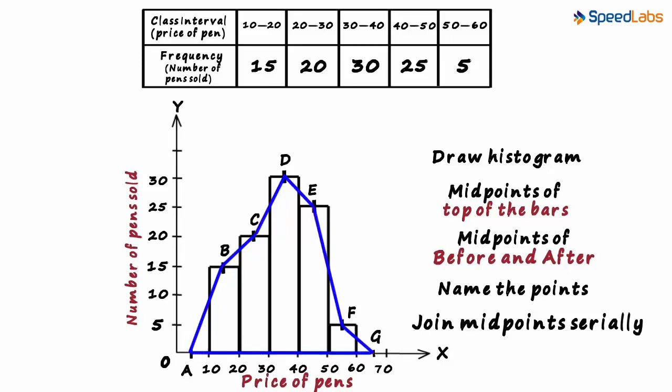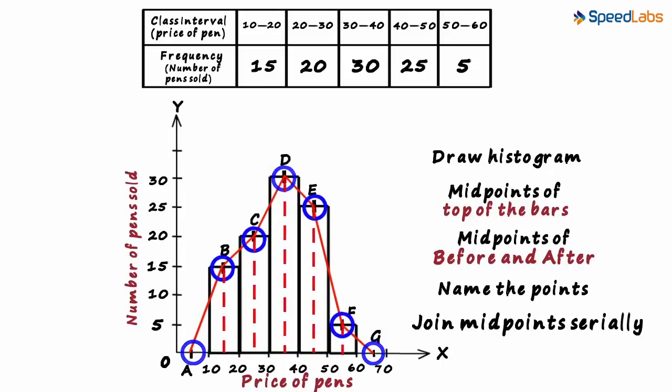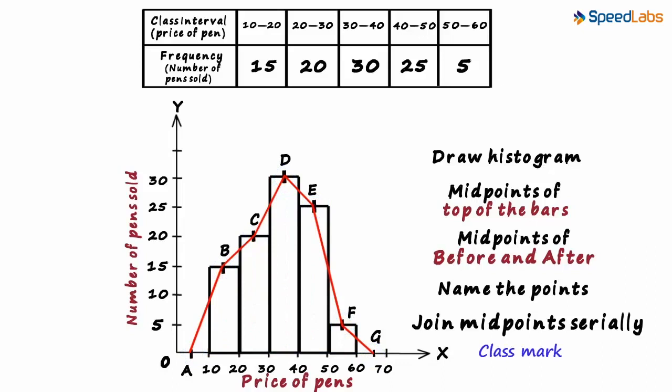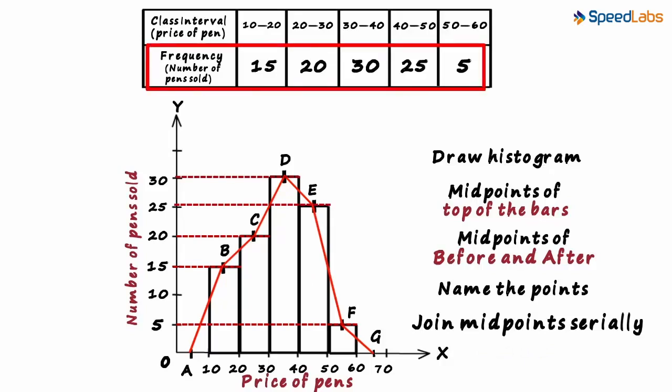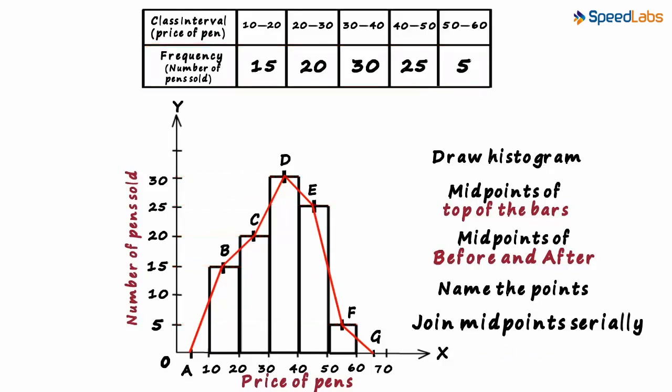Just analyze the coordinates. The x coordinate of each point is the midpoint of every class interval, and that is called the class mark. And the y coordinate is just the frequency which is already given. So all we need to do is find the class marks to draw the frequency polygon.